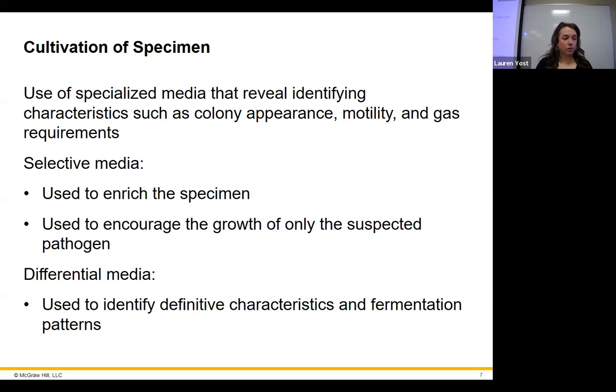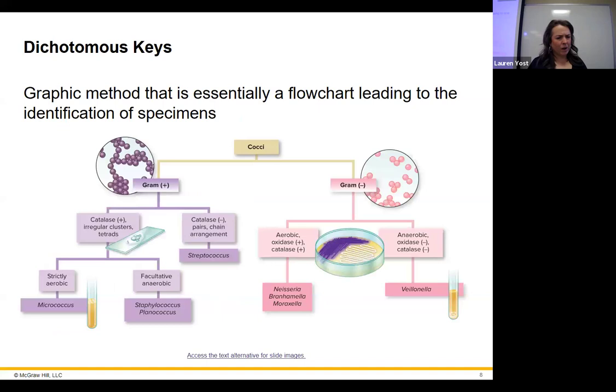Selective media will enrich specific kinds of specimens, and then other things won't be able to grow. So we're selecting for certain things to grow. Differential media is going to give definitive types of changes in the media that can tell you the difference between things. That's why it's differential, based on metabolic byproducts and all sorts of stuff. Then we can get results, and we'll go over a little bit of this in the lab whenever we're talking about our results on our plates.